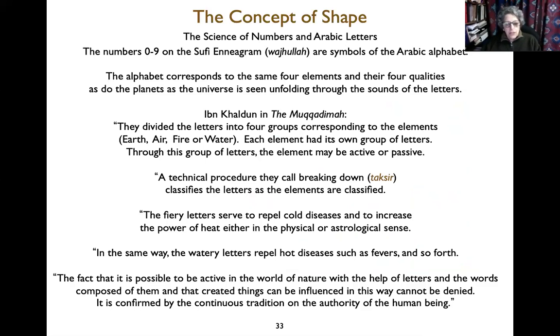And there's a correspondence between this, where the moon is at a certain time, and the Arabic alphabet and the letters. The alphabet corresponds to the same 4 elements and their 4 qualities. That's what we saw, for instance, in the astrological signs, as do the planets, as the universe is seen unfolding through the sound of the letters.